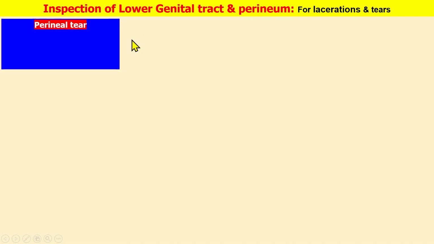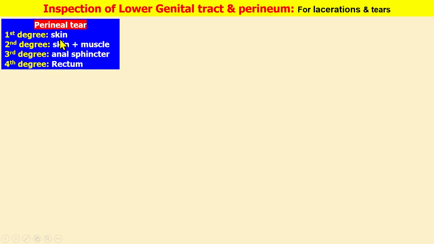We should also inspect the lower genital tract and the perineum for laceration and tear. If there is a laceration or tear, it should be repaired. Okay. If you look at the perineal tear, there are four degrees: first degree, second degree, third degree, and fourth. In the first degree, only the skin is ruptured; in the second degree, skin and muscle; in the third degree, the anal sphincter is also involved; and in the fourth degree, the rectum is ruptured.